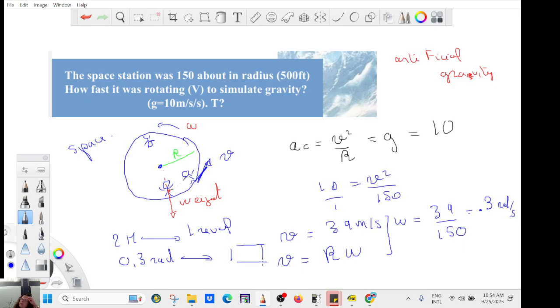What about per minute? Multiply by 60, right? No, it's divided by 60. This is per second, isn't it? Per second. Okay. So anyway, in meters per second it's 39 meters per second, which is about 90 miles per hour. So it looks fast, but that's what you need to simulate gravity. Is that right or no?